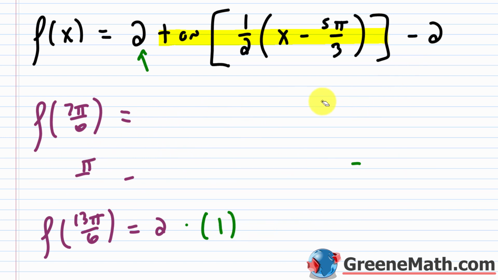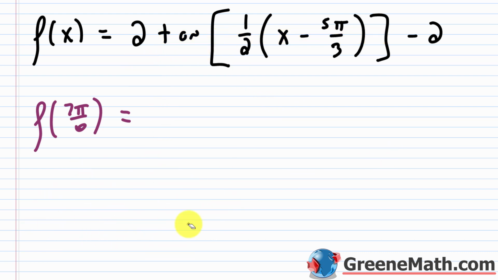So this is the one that's quite confusing for people. You might need to plug this in multiple times. So I'm just going to do it with this first one, and I'll let you do the other ones on your own. So if I do f of 7 pi over 6, I want you to see what's being done to x, and then you have to think about how can I undo that.